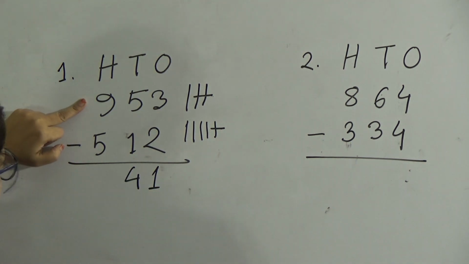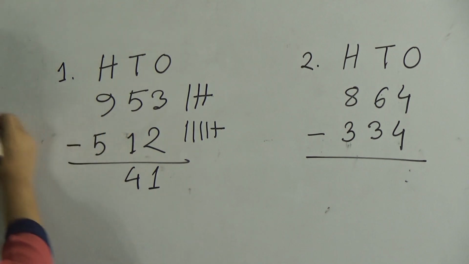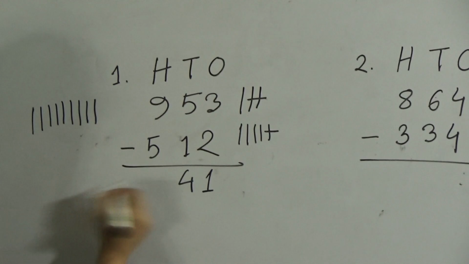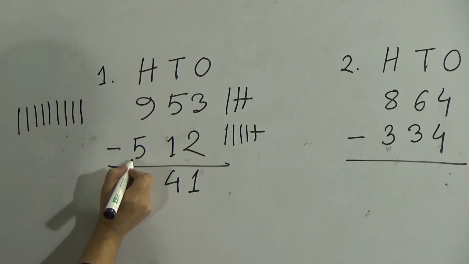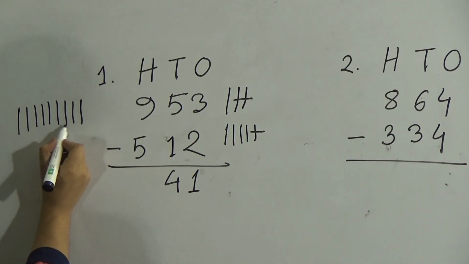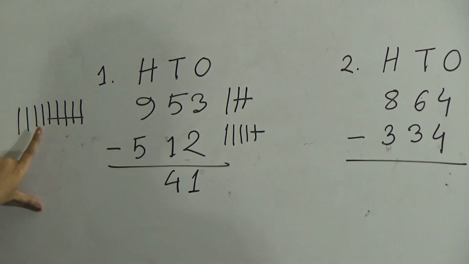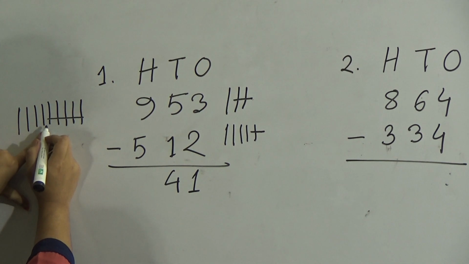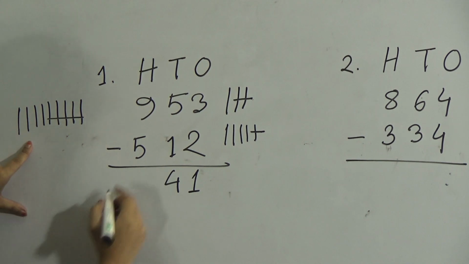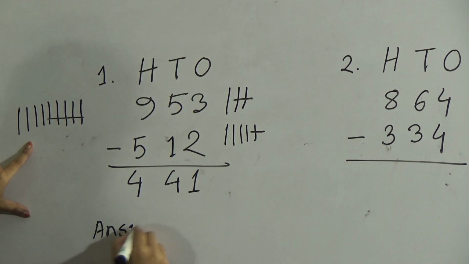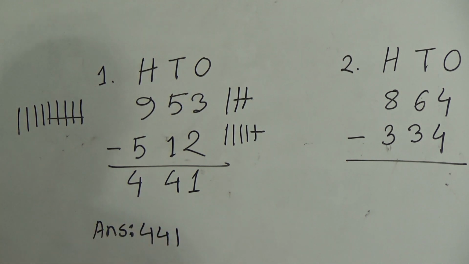Now the hundreds place. Here are 9 sticks, 1, 2, 3, 4, 5, 6, 7, 8 and 9, and we take away 5 sticks, 1, 2, 3, 4 and 5. Now I cut down 5 sticks. How many sticks do we have left? 1, 2, 3 and 4. Here 4, and our answer is 441.